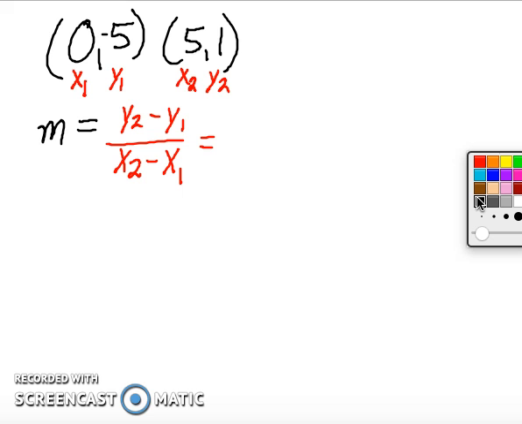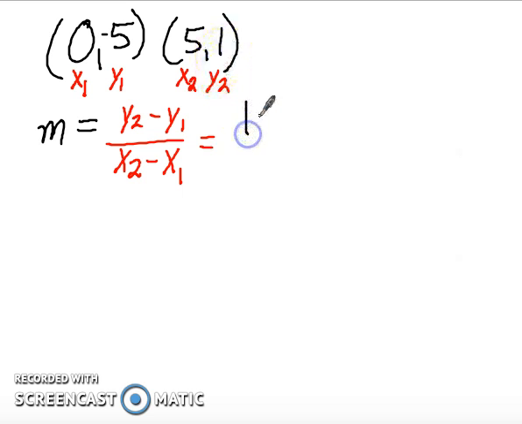We're looking at it. So let's plug them in. y2 is 1 minus, all that comes from here, y2 minus. Now what's our y1? Our y1 here is a negative 5. Be careful there. Be careful when you're doing that, and don't forget the symbols of these numbers up here, negative. Okay, over x2, which is 5, minus x1, which is 0.